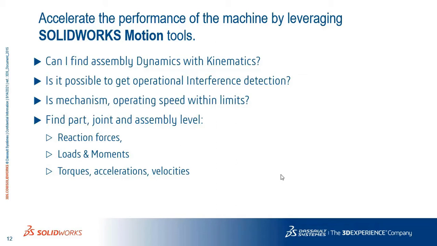So these are the few queries which might come in the minds whenever we design assembly line machines. For example, can I find assembly dynamics with kinematics? Is it possible to get the operational interference detection, right? As we know, there are various movements occurring, whether it is linear motion, rotary motion, or any types of movement. So there should not be interference between those. There should be sufficient space available so that the robotic arms can perform their work. So everything should be taken into account while we design such huge machines for the packaging industry.